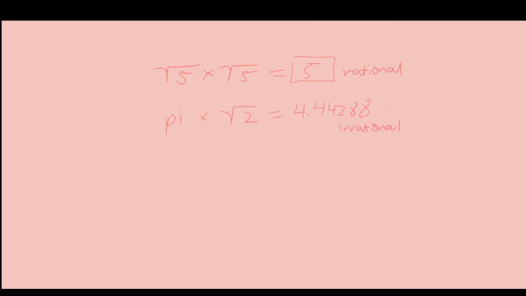So the possibility of it being rational and also irrational is possible. All right, now let's move on to an irrational number and a rational number.